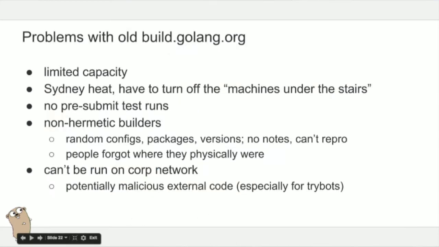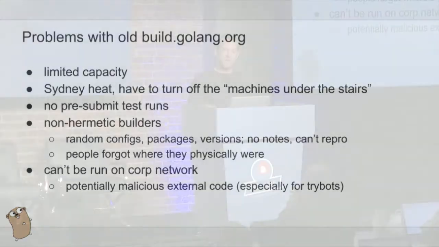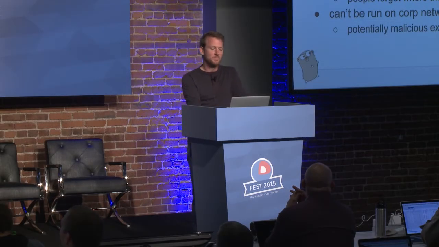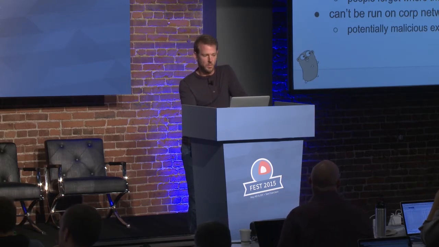So there was limited capacity. A lot of them were running in Australia where it gets hot in the summer, and the volunteers running them, Dave Cheney, he would have to turn them off for a while because his house was getting too hot, the machines were getting flaky. We didn't have enough capacity, so we couldn't do pre-submit test runs. We could only submit something and then find out that it broke OpenBSD or Windows. And then we'd have to fix it after the fact. It would be nice if we could, during code review, make sure that it didn't break anything.